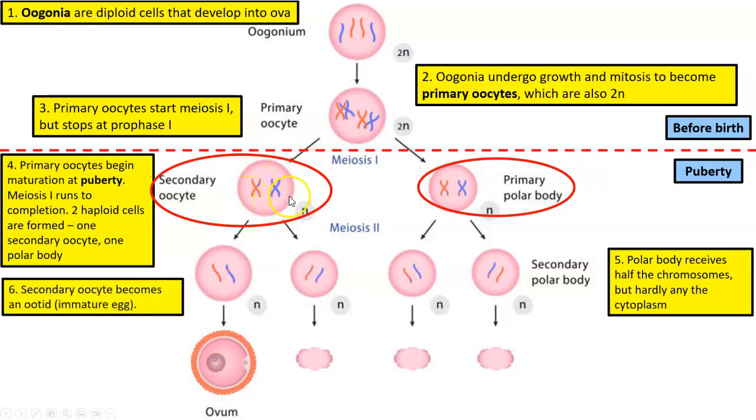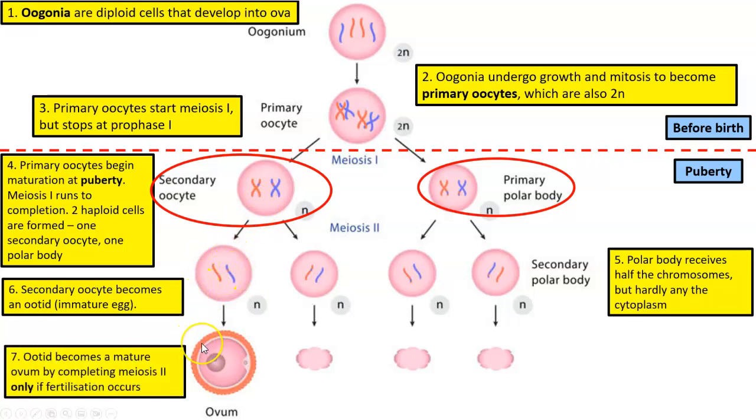Now, as the secondary oocyte gears up for another round of meiosis, so meiosis 2, it will start that process, and it will form this cell here, which is an ootid. An ootid is an immature egg. In order to get rid of the other chromosomes that it doesn't need, because remember, we need to have single chromosomes that are haploid, it produces another polar body. This ootid, produced from the secondary oocyte, will eventually become a mature ovum.